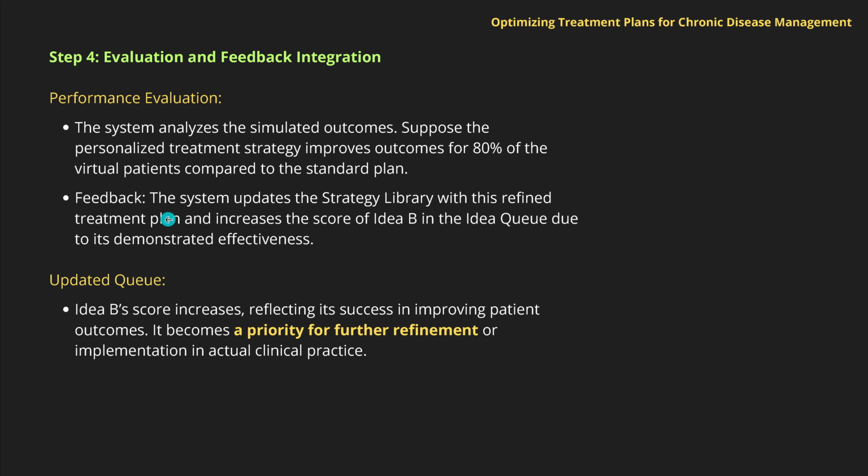And with this refined treatment plan, they can now increase the score of this new idea: do something personalized to this patient. And in the idea queue, we now have also another idea, since we have demonstrated the effectiveness. Now update the queue. The idea queue score increases, reflecting now the success in improving the patient outcomes. So this idea becomes now a priority for further refinement.